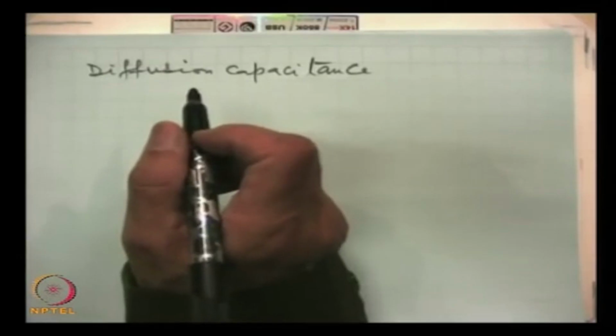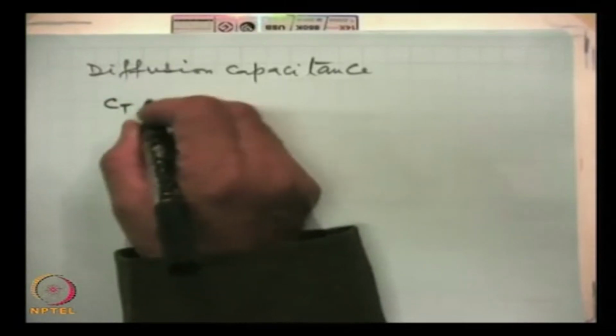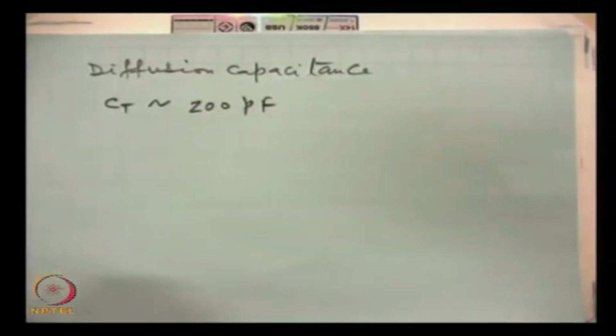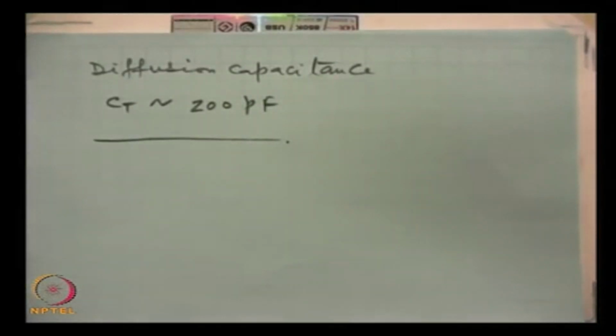In reverse bias, the capacitance per unit area is of the order of 100 or 200 picofarads. In forward bias, this diffusion capacitance, though high, is overshadowed because of the heavy currents; all effects are actually dominated by the current. So, the diffusion capacitance does not play as important a role as the junction or transition capacitance. So, this is about the junction capacitances.